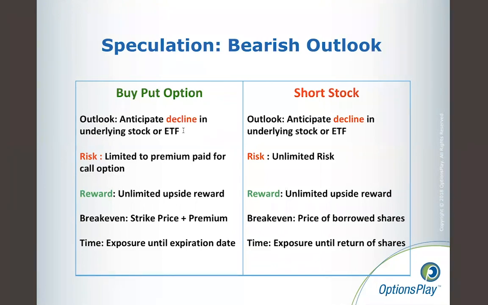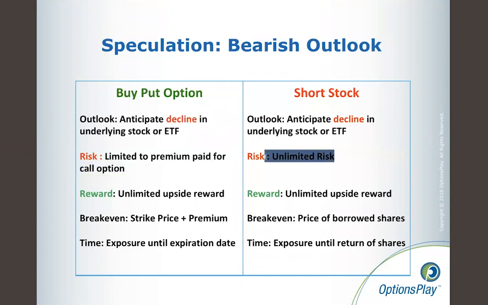Both are for if you anticipate a decline in the underlying stock or ETF. So if you have a $100 stock, you think it's going to go lower down to 90 or 80 or 70, that's when you would consider buying a put option or shorting the stock. When you buy a put option, just like the call option, your risk is limited to what you paid for that put option. So if you paid $5 for the put option, your risk is limited to that $5.